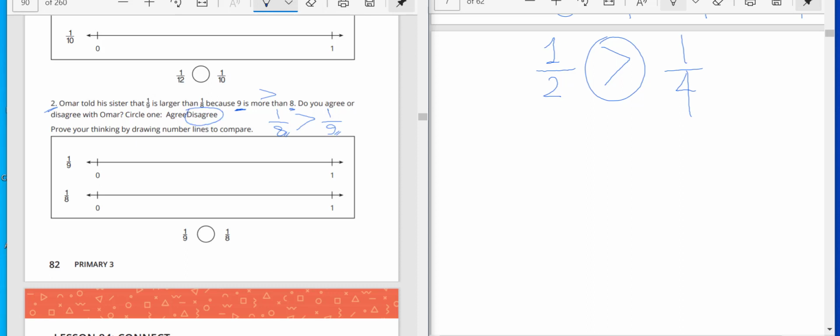Prove your thinking by drawing number line to compare. Solve this problem on your own.